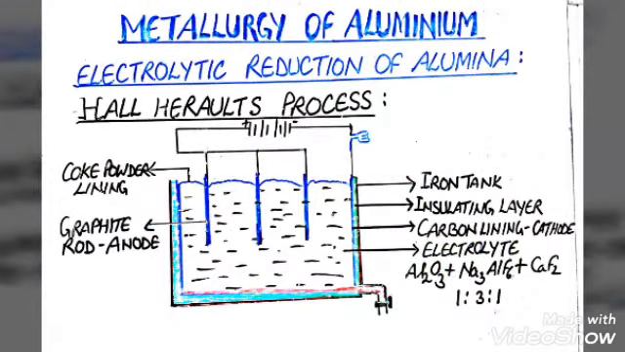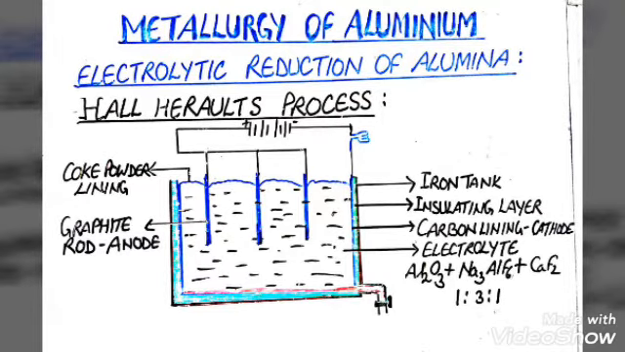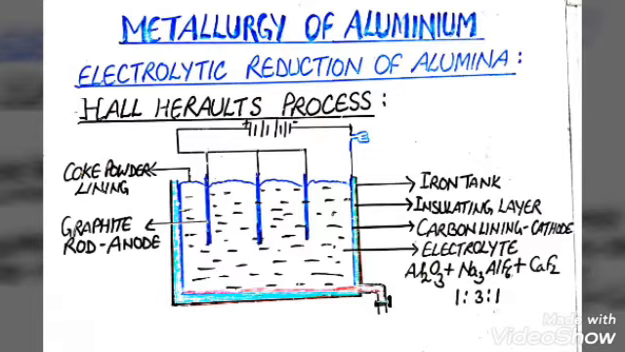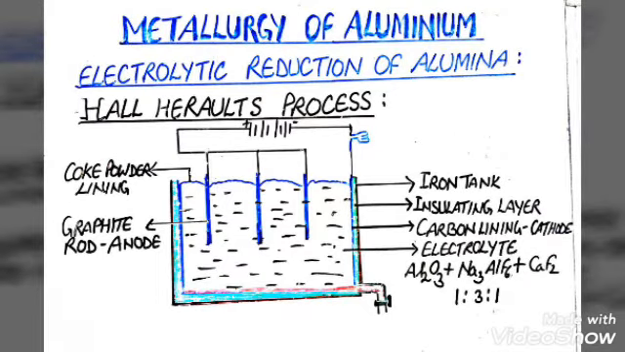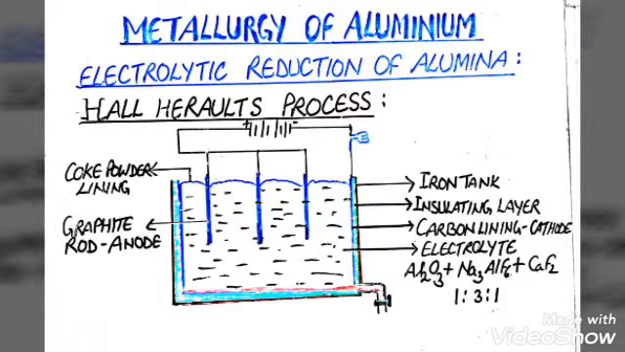In the second step, alumina is reduced to get pure aluminium. Alumina is reduced electrolytically. It is not reduced by the conventional reducing agents because the bond between aluminium and oxygen is very strong. For its reduction, Hall-Héroult's process is used.